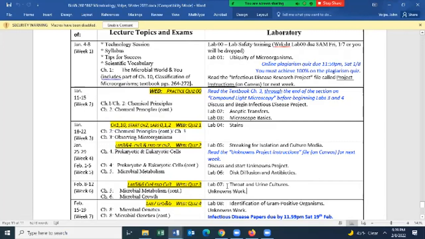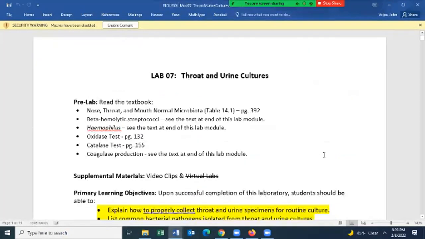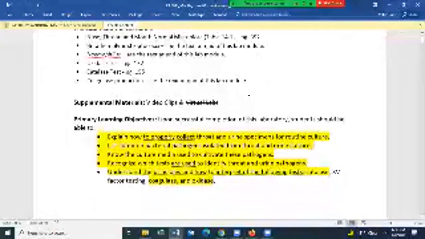Today we're discussing lab 7, throat and urine cultures. So let's go to lab 7. There is some reading in the textbook, not too much, but please read that on the different tests. There are some video clips. There is no virtual lab because the virtual lab uses a program which is no longer supported, and so it won't run.